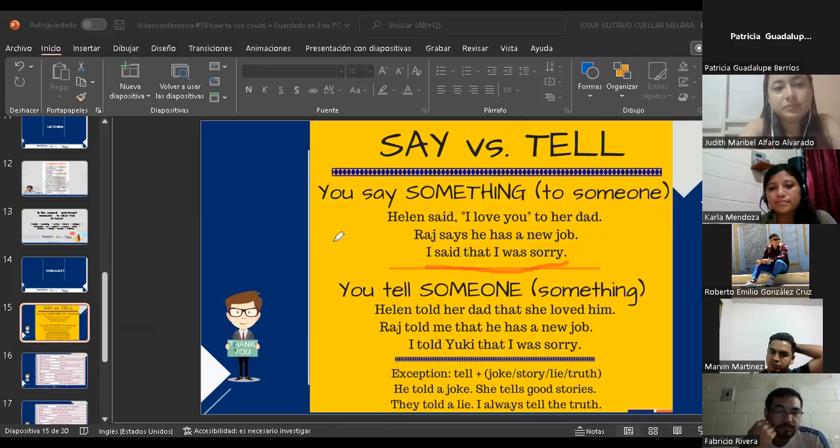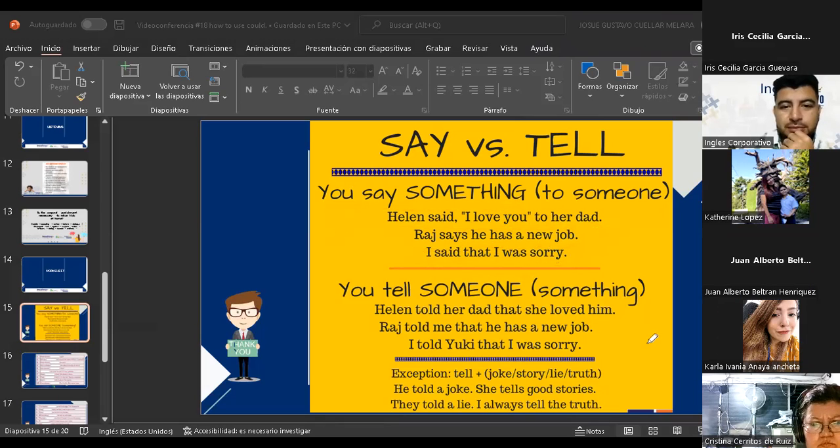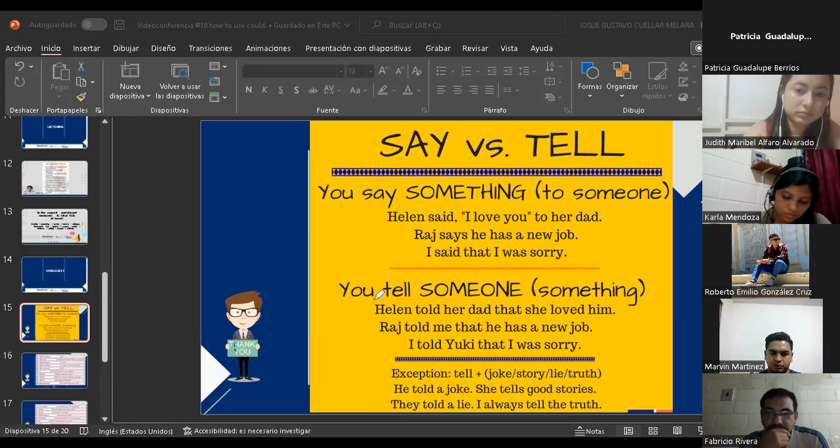Okay, really nice. Cuando decimos, Helen said, Helen dijo, que amo a su papá. Okay, Raj says, Raj dice que él tiene un nuevo trabajo, ¿verdad? Yo dije que lo sentía. Okay, so that's a big difference in comparison to tell. Vamos a ver ahorita con tell in this case.